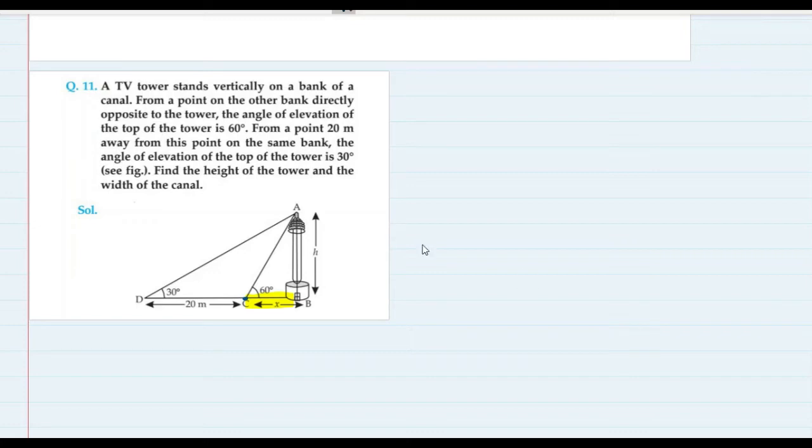So you have to find two things. Two things are missing. H, height of the tower, X, width of the canal. Very nice question. So let's first find the relation between H and X. To find a relation between H and X, we'll take triangle ABC. See, this is definitely 90 degree. So in triangle ABC, tan of 60 degree is equal to opposite upon adjacent.